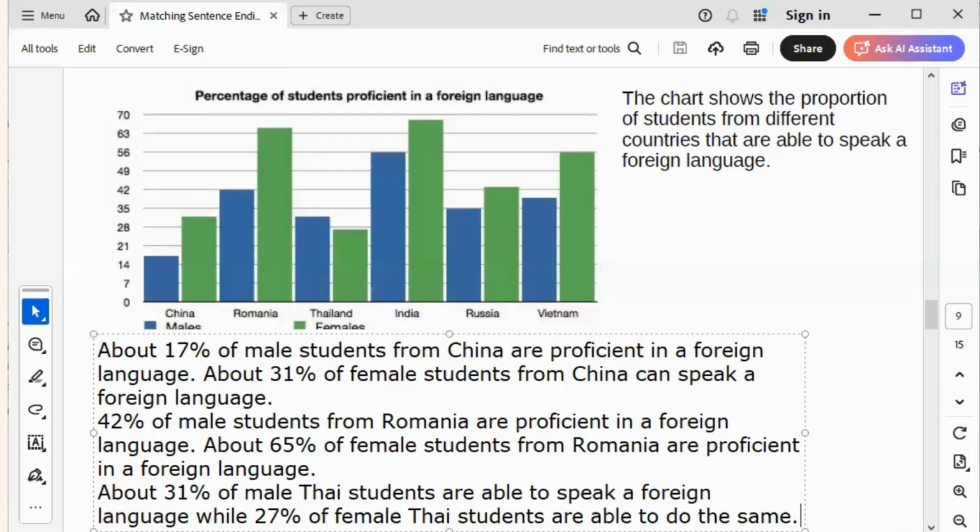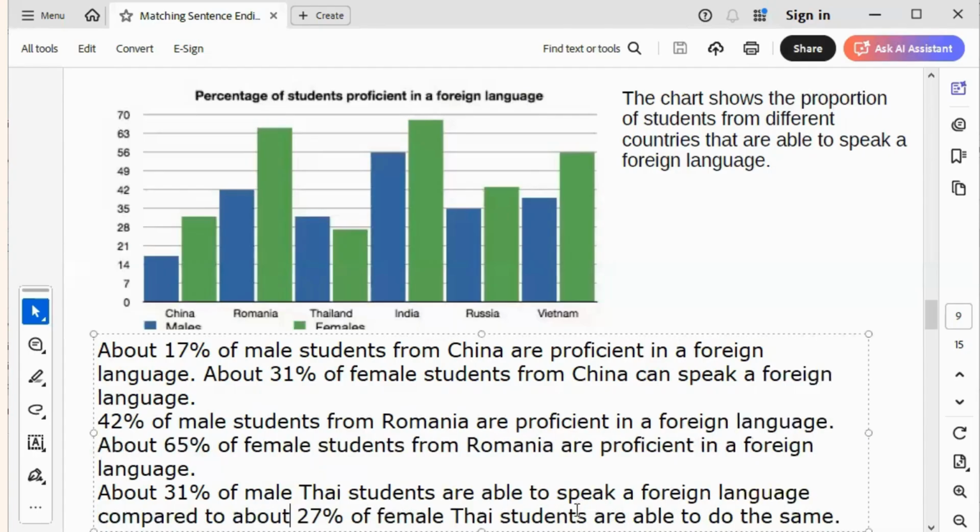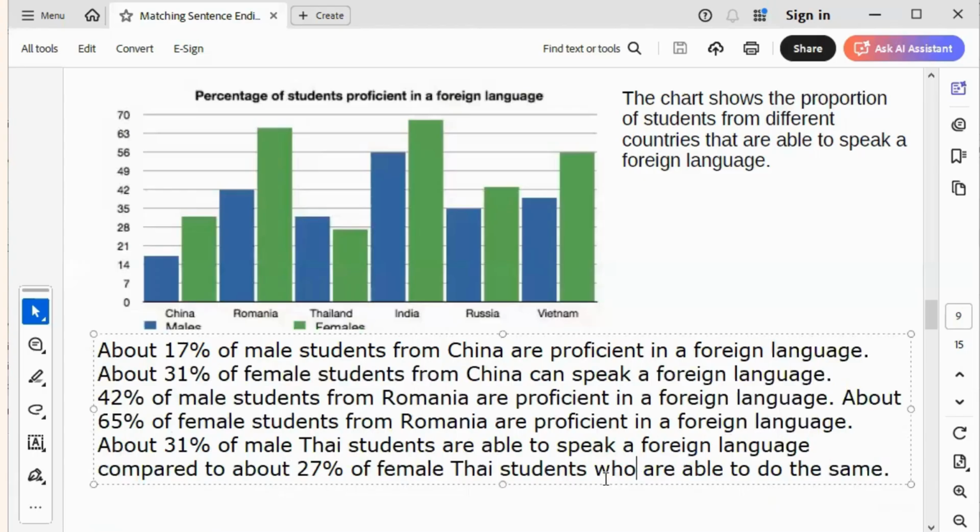Or we can just say, compared to about 27% of female Thai students who are able to do the same. I'm going to have to put who if I want to put compared to. XYZ formula. That's the formula I'm using.